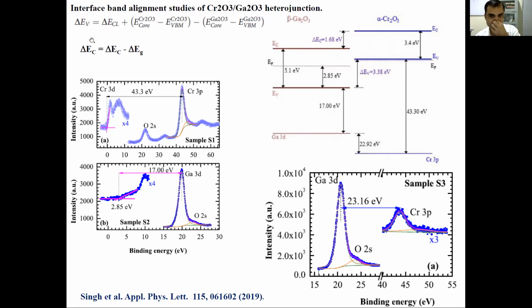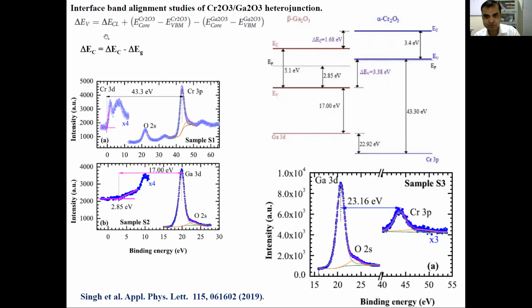This is the model which was proposed by Kraut and co-workers, where they have shown that the valence band offset can be estimated by understanding the difference in the core level of the individual elements, and this particular expression where the valence band maxima of individual layers of gallium oxide as well as chromium oxide has been taken into consideration.